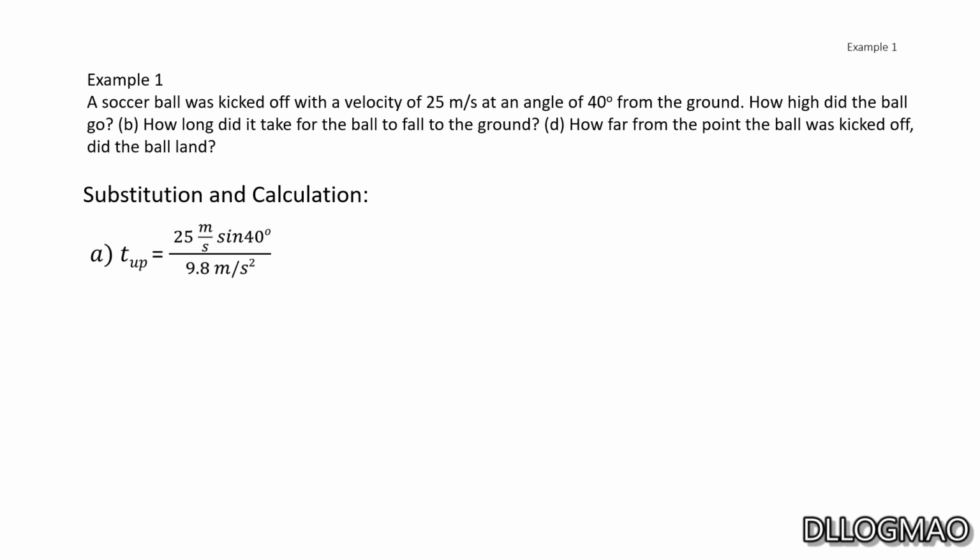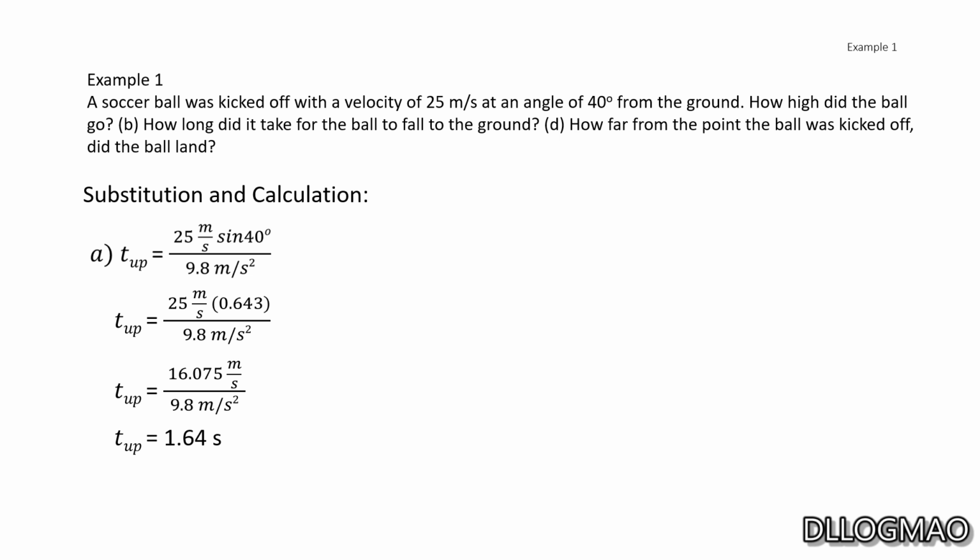Substituting the values of initial velocity, the angle of launch, and acceleration due to gravity. The value of sine 40 degrees is 0.643 multiplied by 25 meters per second is 16.075 meters per second. Then divide by 9.8 meters per second square. Time sub up equals 1.64 seconds.